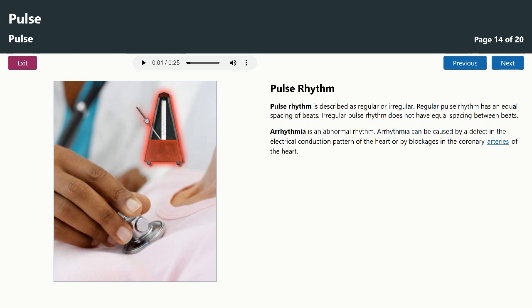Arrhythmia is an abnormal rhythm. I think we talked about that when we did CPR. Arrhythmia can be caused by a defect in the electrical conduction pattern of the heart, or by blockages in the coronary arteries of the heart. So arrhythmia means something's going wrong. Something in the heart is off. Sometimes arrhythmia is those shockable rhythms that we can do for CPR. Sometimes it's just an arrhythmia.